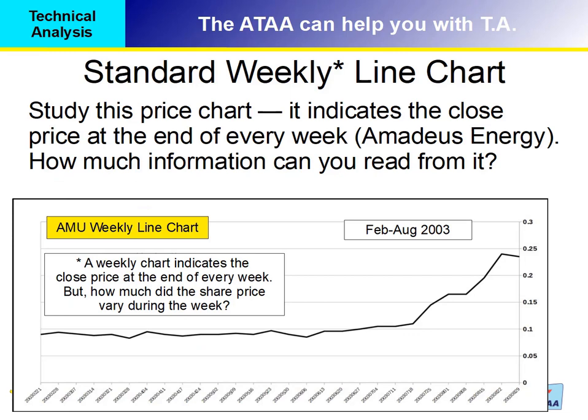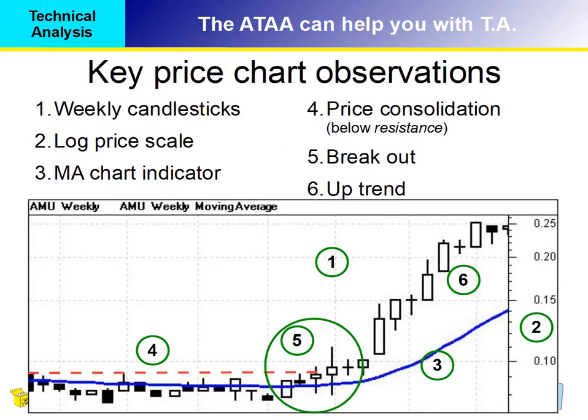Have a look at this weekly line chart of a stock, AMU, Amadeus Energy. It's an old chart. Amadeus is not around anymore, but this chart is useful. This price chart is a simple weekly line chart. This black line across the chart indicates very simply the closing price of the stock at the end of every week. The one thing it doesn't tell us is how much the share price varied during the week, the range in price, and sometimes that can be very instructive.